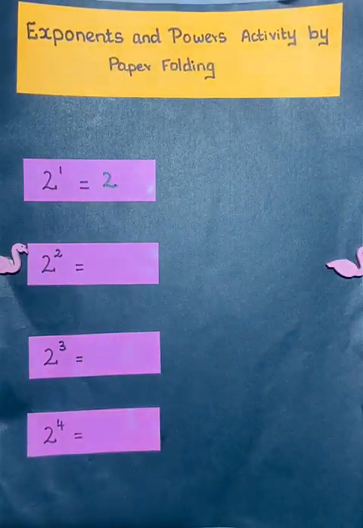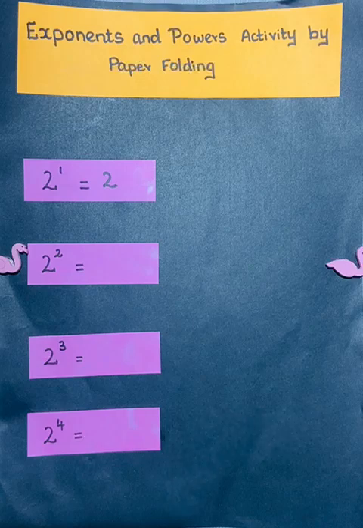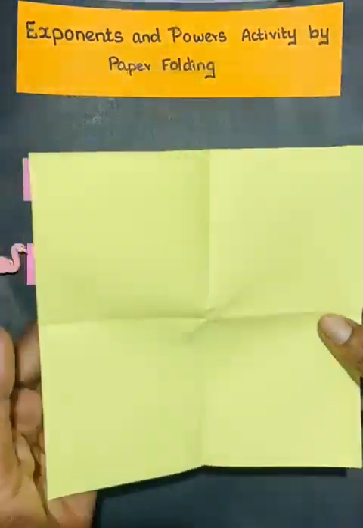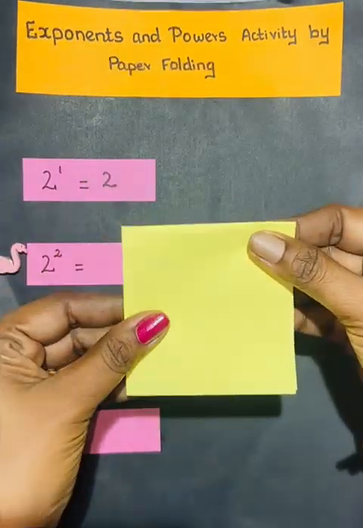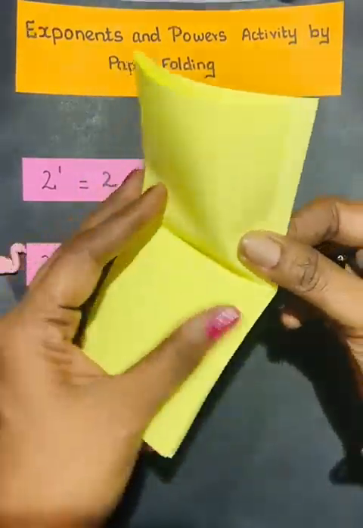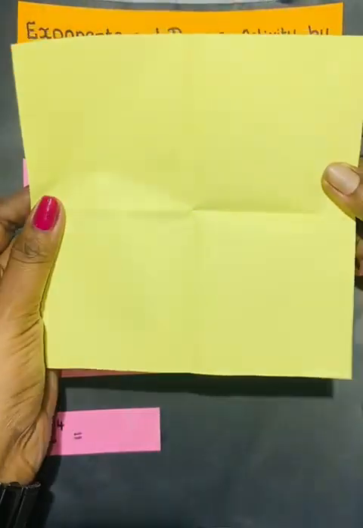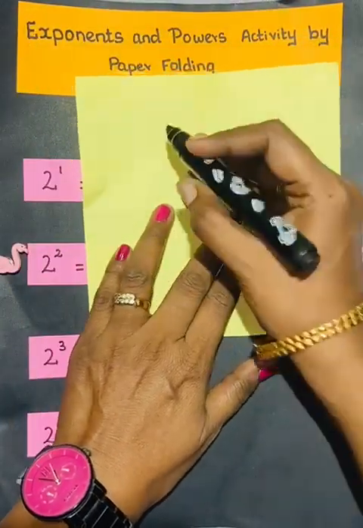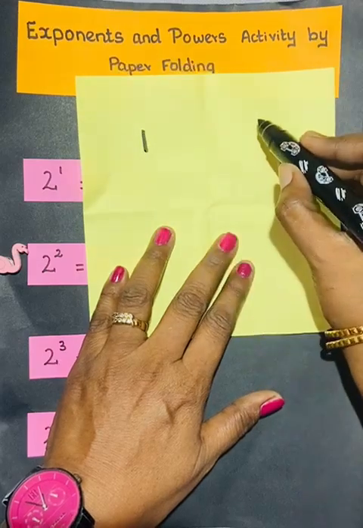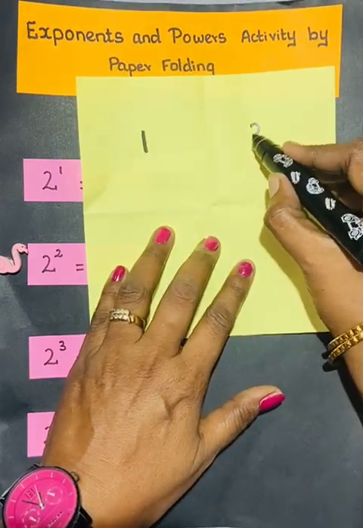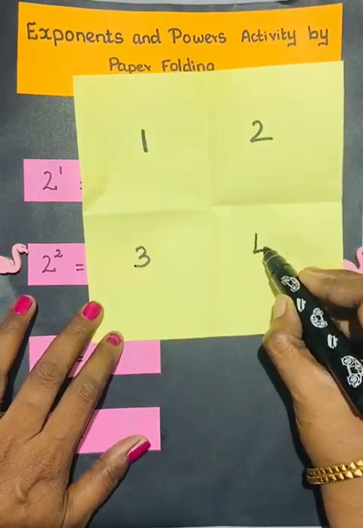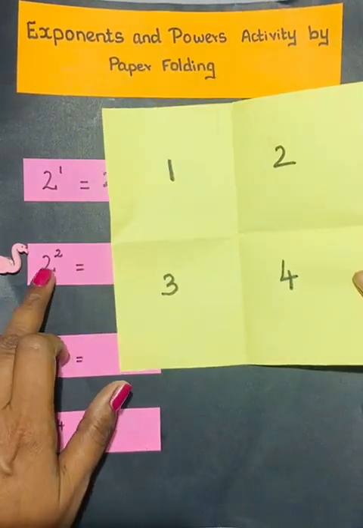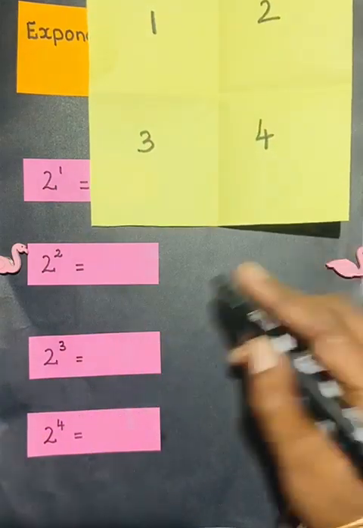Next one, 2 to the power 2. So we have to fold 2 times. 1, 2. Now open. See the shape. 1. See this one, 2. This one is 3. This one is 4. So 2 to the power 2 is 4.